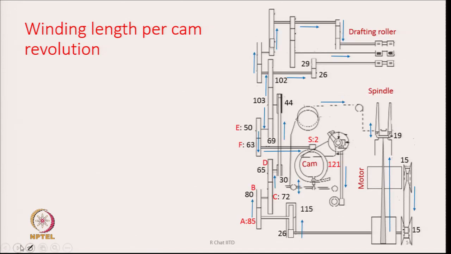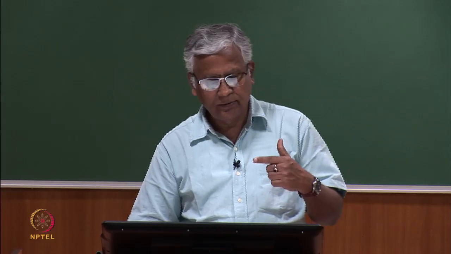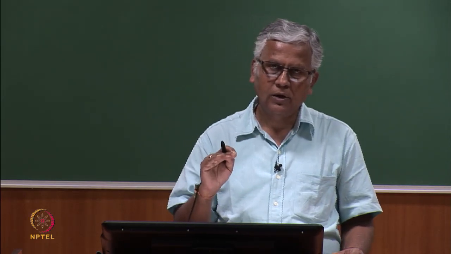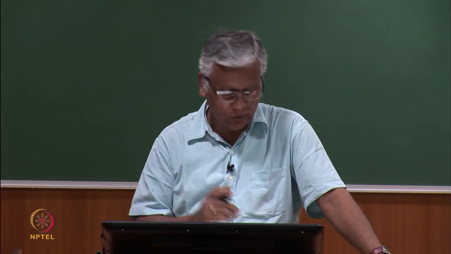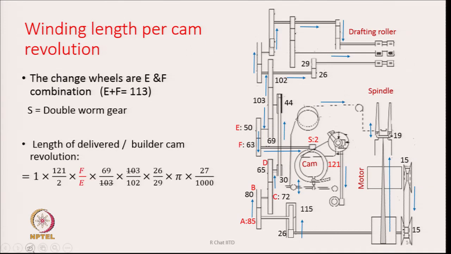Another calculation is winding length per cam revolution. We want to know that if the cam revolves by 1 revolution, that means 1 up and downward stroke, how much yarn is wound. This information is also important for us, and we have tried to calculate this.